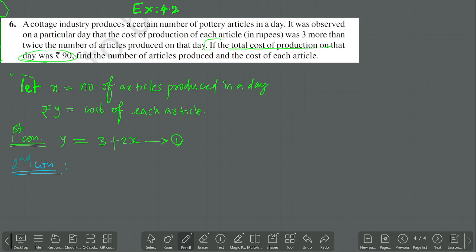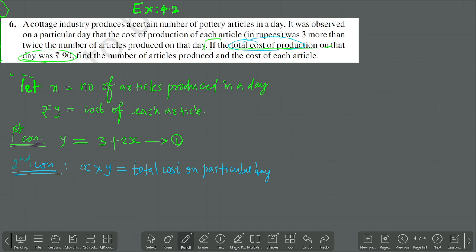Second condition. When we multiply these two things, x into y, what will we get? The cost on a particular day. Or the total cost of a particular day. What do they mention here? The total cost of production on a particular day. Okay, total cost we will use, as they mentioned there. So total cost on a particular day.